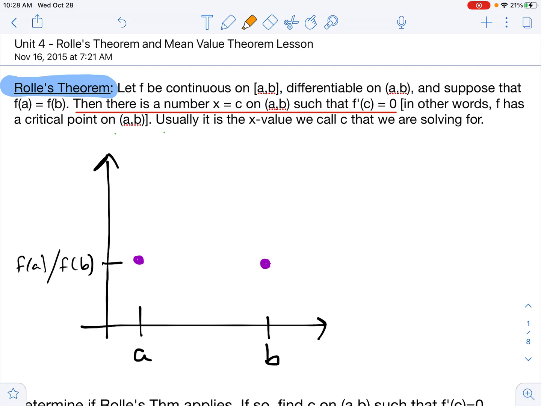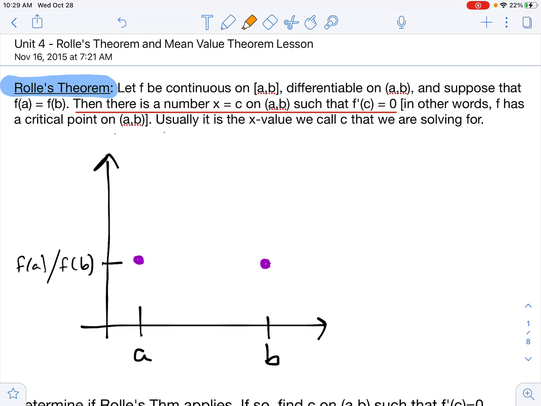Then there is some number x equal to c on the open interval a b such that f prime of c equals 0. Or in other words, f has a critical point somewhere on the open interval a b. Wow, what is that all talking about? Let's go through this a little more, and put this together and try to get a sense of what Rolle's theorem is saying, okay?